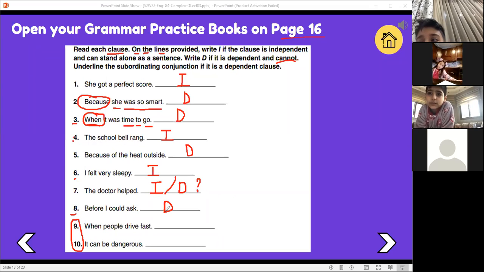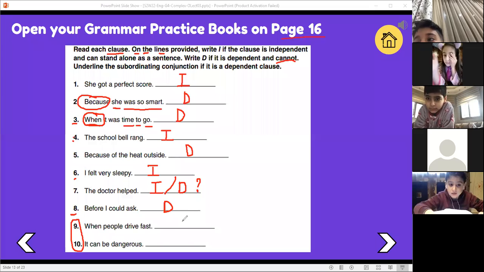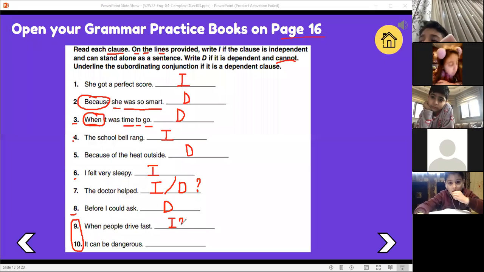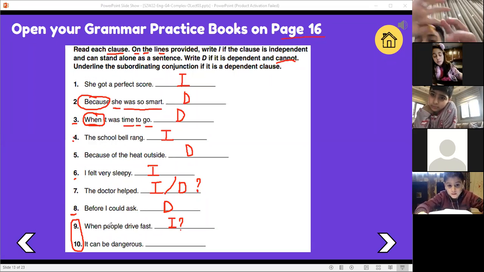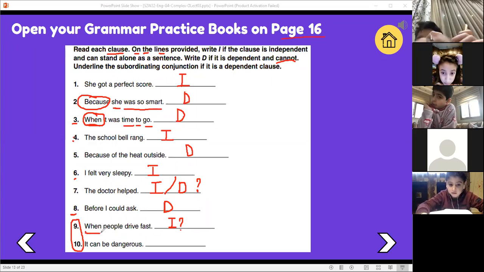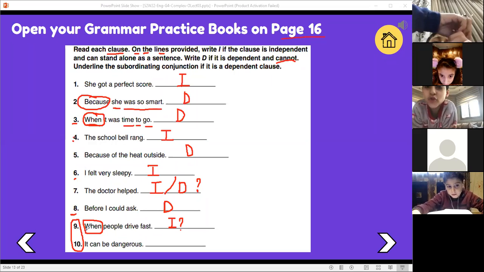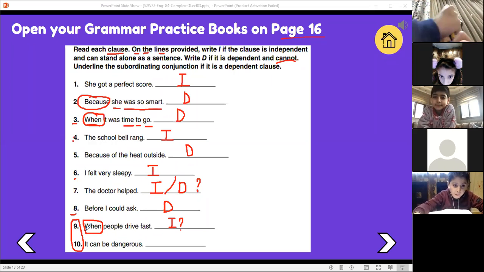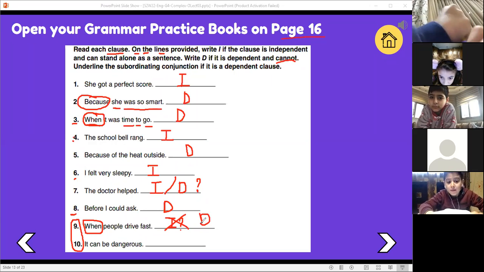Yes. Number 9. When people drive fast. Math. Yes. Independent. Independent. Is this independent? Miss, what does it begin with? "When." This is a subordinating conjunction, so it should be what? Dependent. Yes, it should be dependent. Thank you, Hassuna. Math. Noor Khalid.